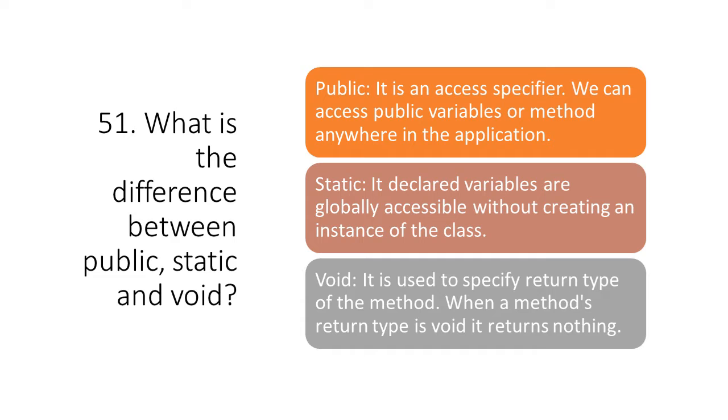51. What is the difference between public, static and void? Public is an access specifier. We can access public variables or methods anywhere in the application. Static declared variables are globally accessible without creating an instance of the class. Void is used to specify the return type of the method. When a method's return type is void, it returns nothing.